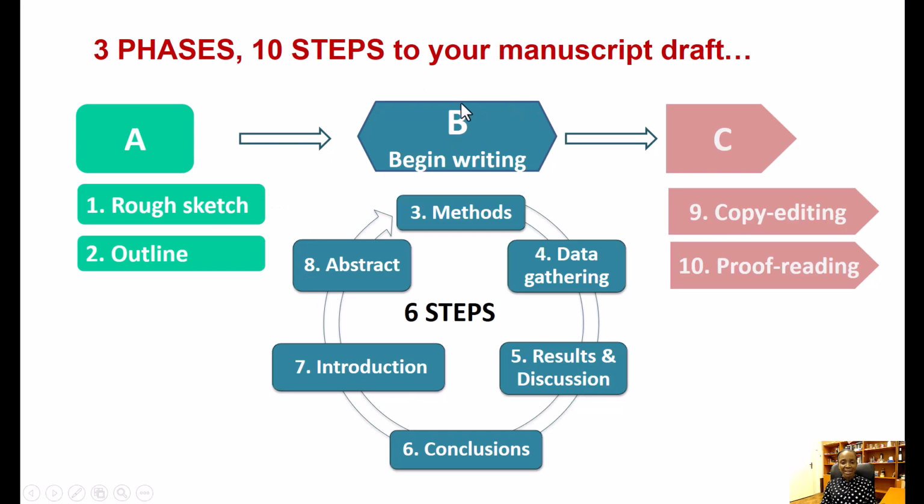Then the second phase, which is the B phase, is to begin writing. Just put all my thoughts on paper, and then I go from methods, then I collect my data, do the results and discussion, conclusions, introduction, and then abstract. And so this process is iterative, so you can go around and try to refine as much as possible. And then the final two steps, which are the copy editing and proofreading, will help you to refine your draft and get it to a publishable level.